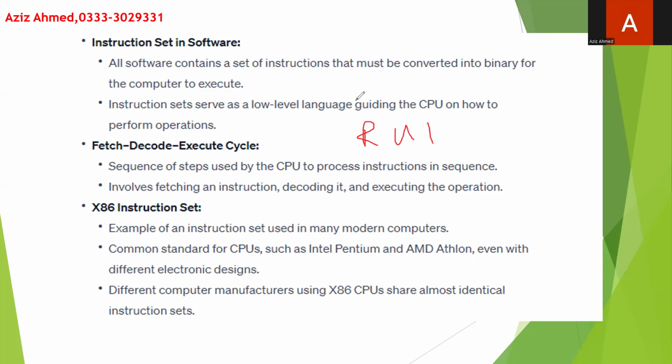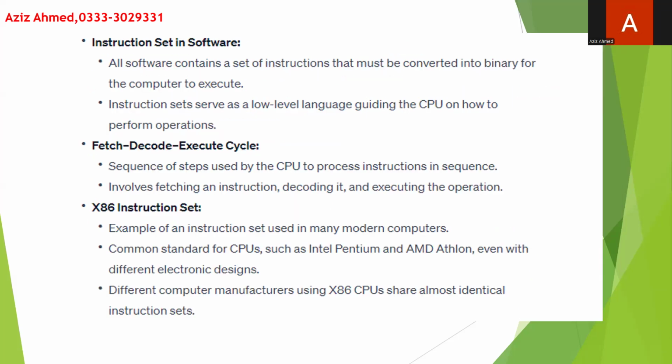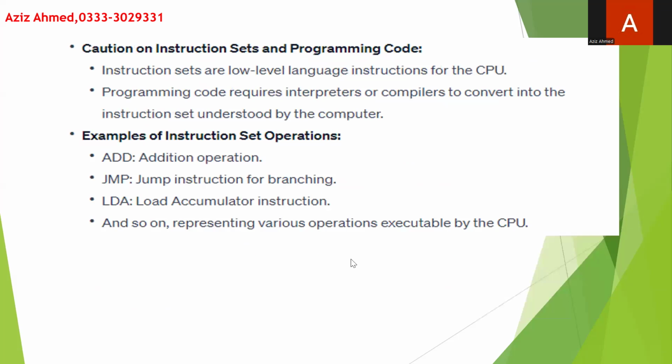Any confusion? No. Okay. Now see this one: instruction set and programming code. So what about low level language? Do you know low level language? Low level language is the language which the computer can understand directly, kind of binary language. Normally we work in high level language, that has to be converted to binary form.